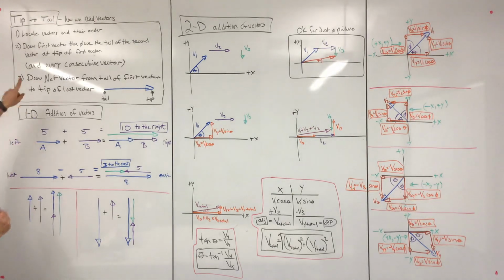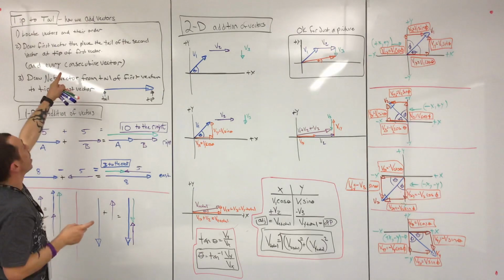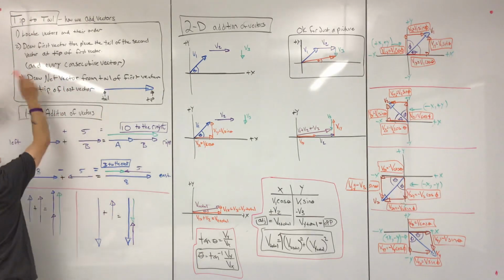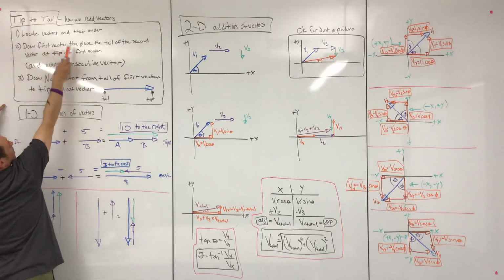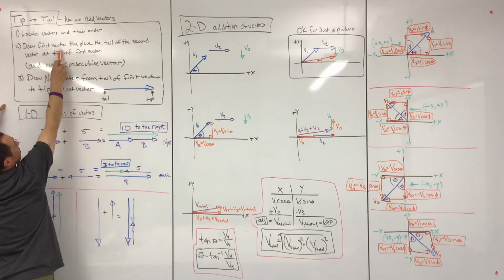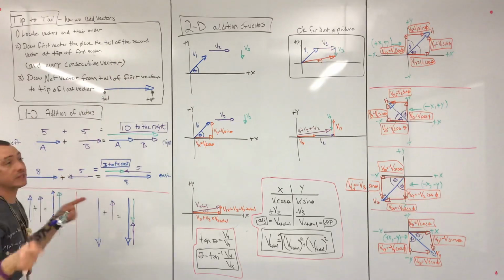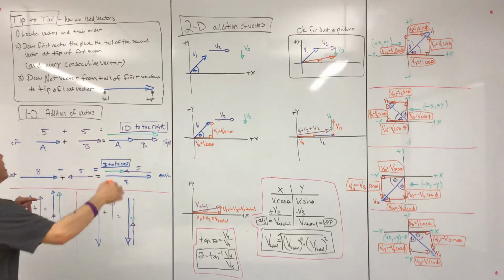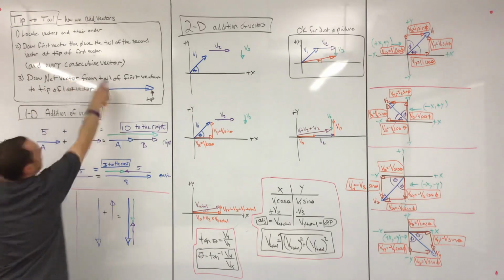So, after you've located your vectors in their order, you want to draw the first vector. You locate the first vector and you want to draw it. After you've located the order of vectors, draw the first vector, and then you want to take the tail of the second vector and place it at the tip of the first vector, okay? And then every vector after consecutively.